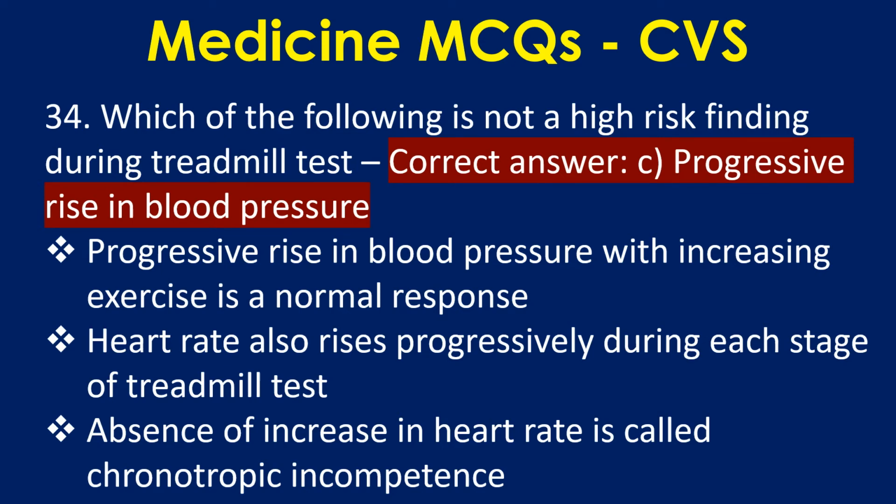Progressive rise in blood pressure with increasing exercise is a normal response. Heart rate also rises progressively during each stage of treadmill test. Absence of increase in heart rate is called chronotropic incompetence.